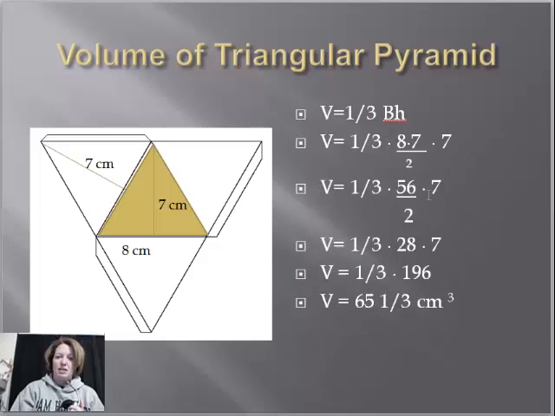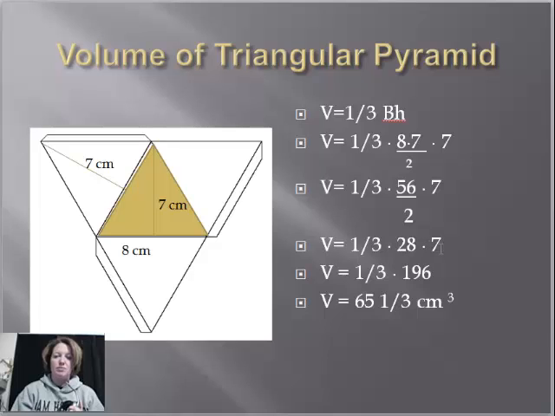So V equals 1/3 BH. Again, the capital B stood for the area of the base. Well, how do you find the area of a triangle? You take the base times height divided by 2. So I have 1/3 times 8, which is the base of my triangle. 7 is the height of my triangle. Divide that by 2 times 7, which is the height of the entire pyramid. So V equals 1/3 times 56 divided by 2 times 7. 56 comes from the 8 times 7. Then I take the 56 and I divide it by 2. So V equals 1/3 times 28 times 7.